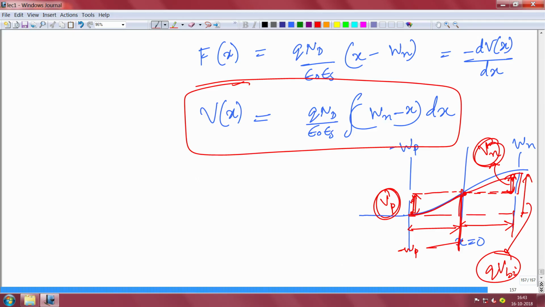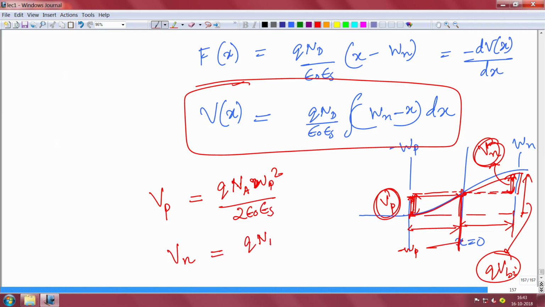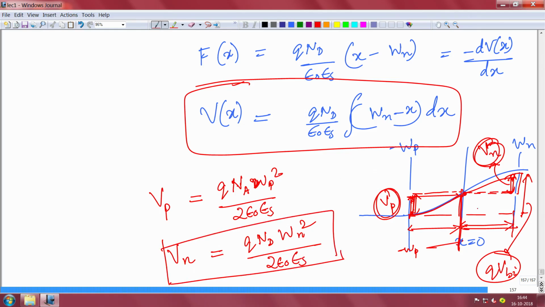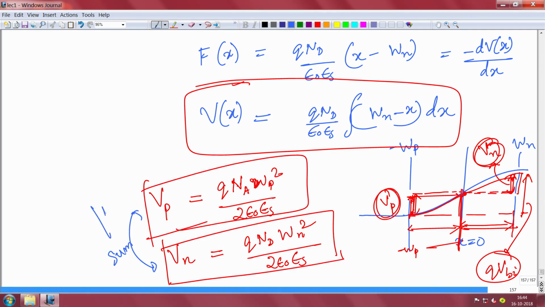But once you do that, you will see that the potential that you are dropping on the p side, Vp, is actually q Na Wp square, where Wp is the depletion width here, by 2 epsilon naught epsilon s. And the potential that you are dropping on the n side is q Nd Wn square, this is the distance x square, by 2 epsilon naught epsilon s. So these are the potentials that are dropping on either side of the depletion, and the summation of these two should give you q Vbi. So that is the potential that is dropping across each side of the depletion region.